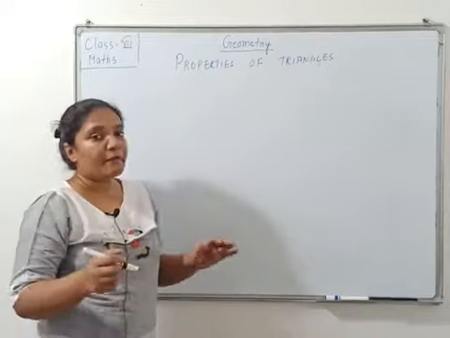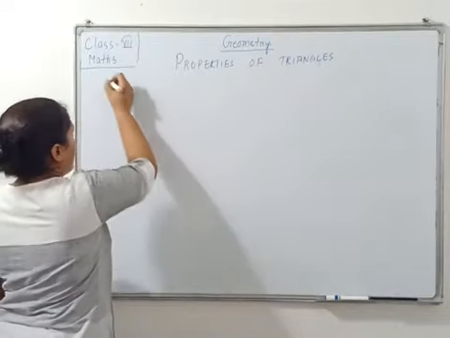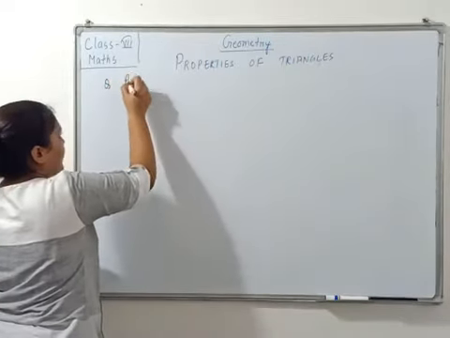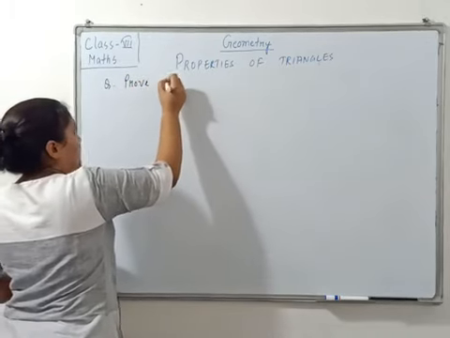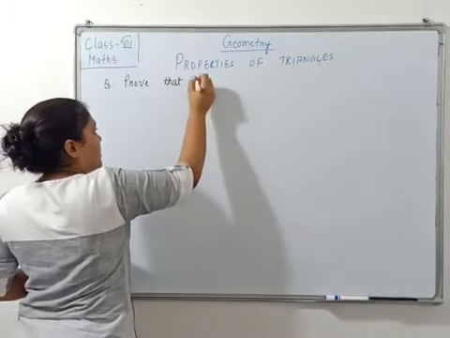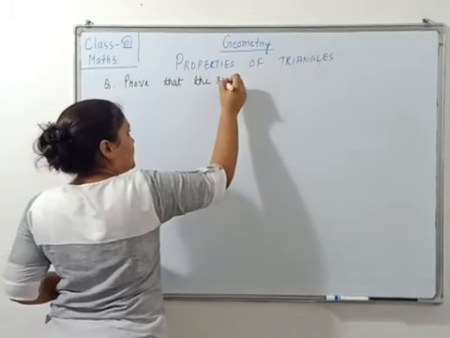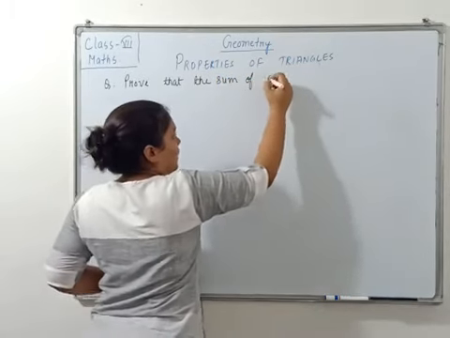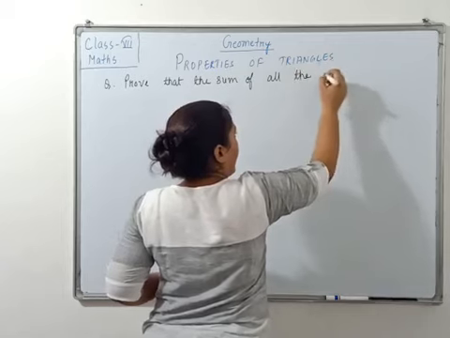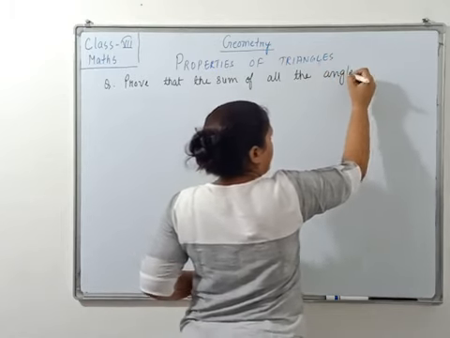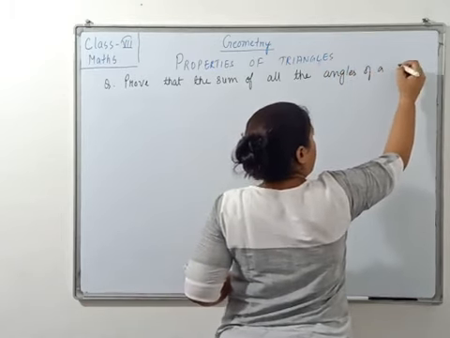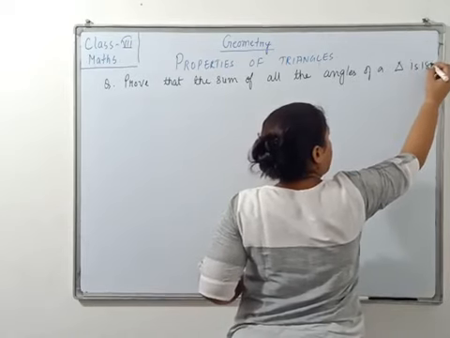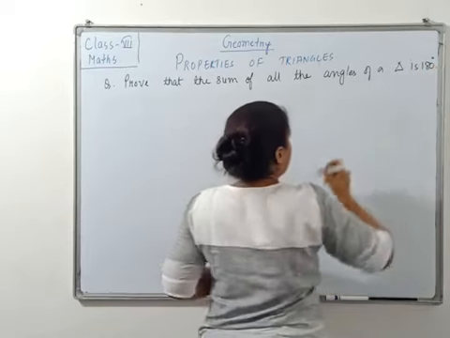So students, before we start this theorem, what was our theorem? I said prove that the sum of all the angles of a triangle is 180 degrees. I am writing it here in short form. You all don't use short forms.